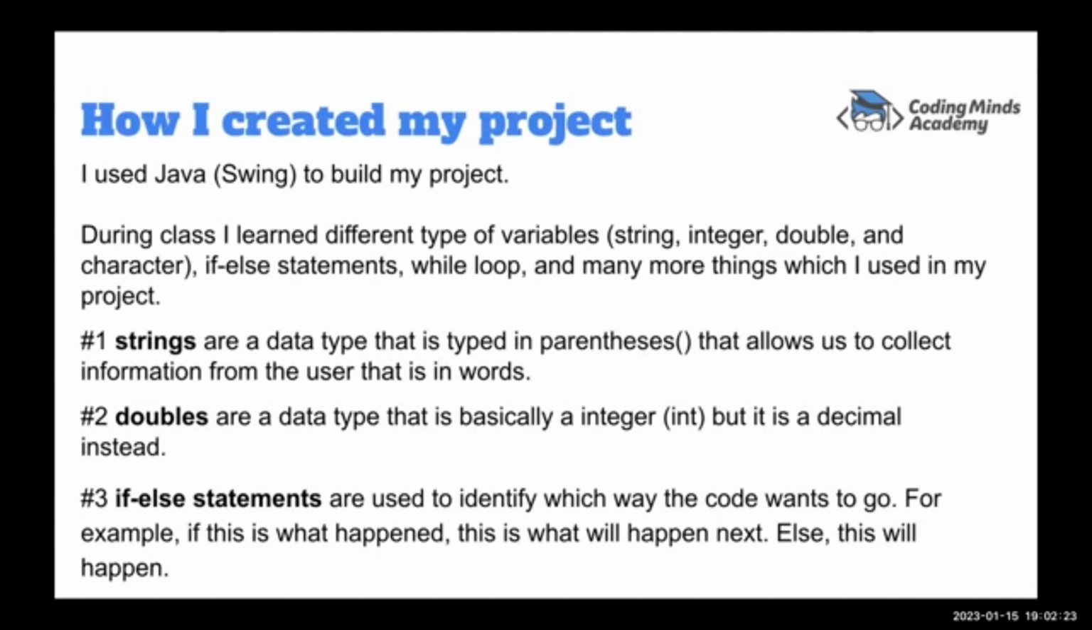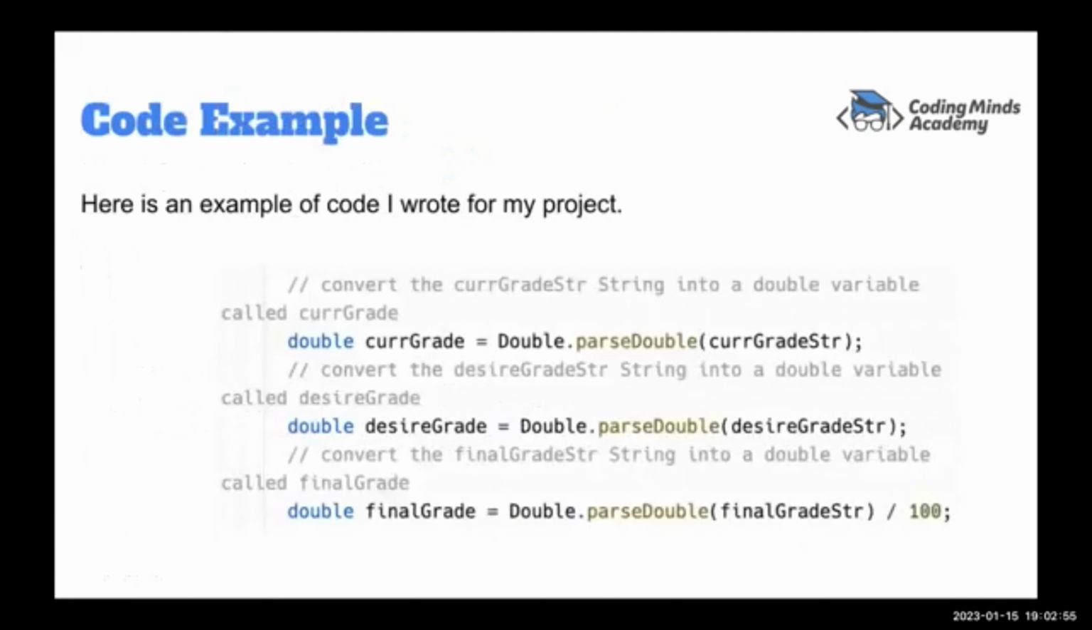Number 1, strings. Strings are a data type that is typed in quotation marks that allows us to collect information from the user that is in words. Number 2, doubles. Doubles are a data type that is basically an integer, but it's a decimal instead. And number 3, if-else statements. If-else statements are used to identify which way the code wants to go. For example, if this is what happened, this is what will happen next. Else, this will happen.